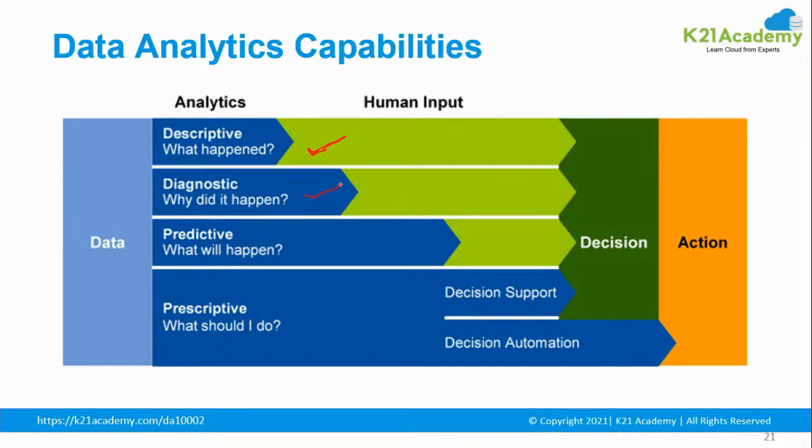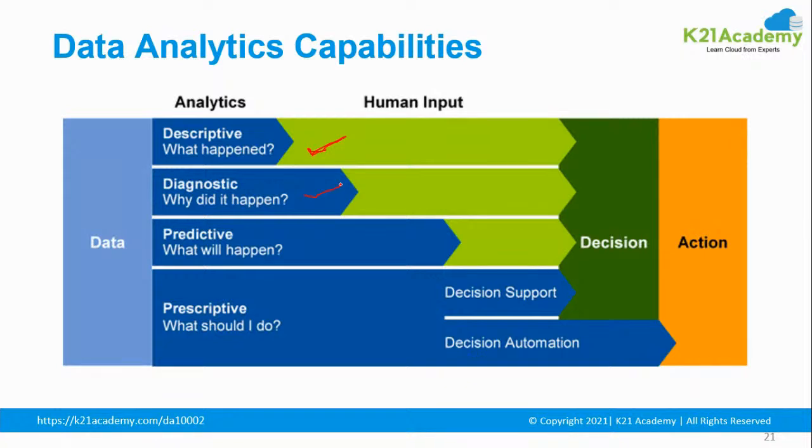So why did it happen in my business? I'm answering the question of why an issue occurred by examining some data, and we define the cause behind the problem. This is diagnostic. Very easy, right? Then we go for predictive.